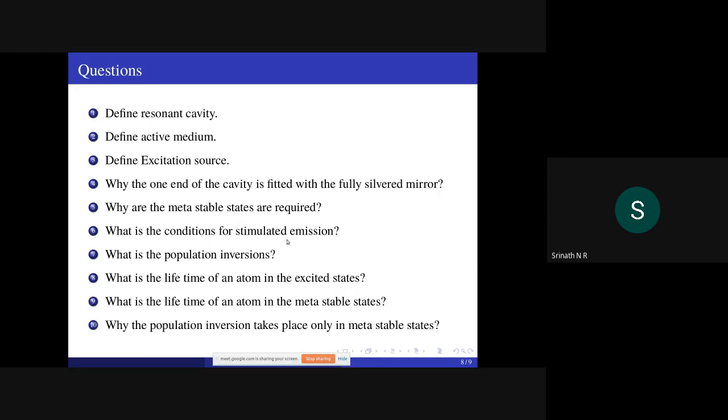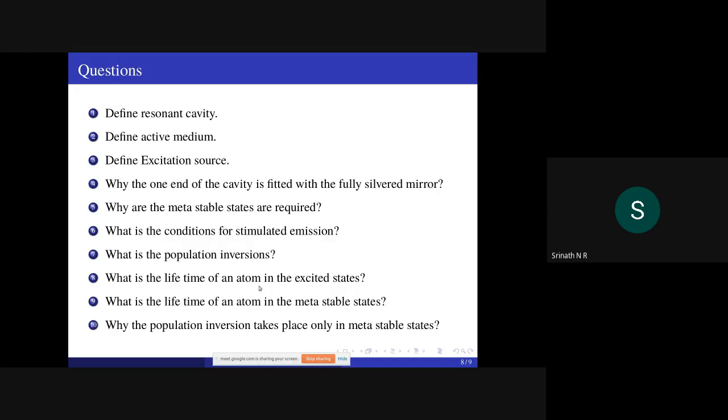What is the condition for stimulated emission? There are two conditions for stimulated emission. One is the atom must be initially in the excited level, and another condition is the photon must interact with excited atoms. What is population inversion? It is the special kind of situation in which the number of atoms in the excited level is more than the number of atoms in the ground state.